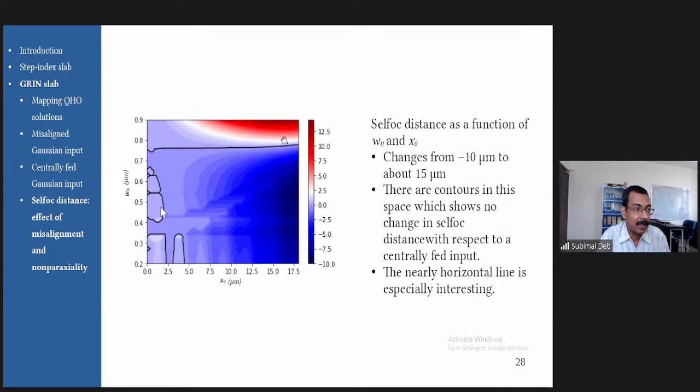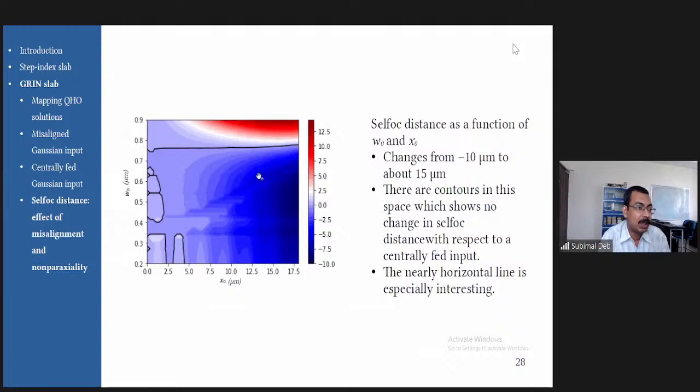And we find that there are regions where the self-focusing point goes ahead of the self-focusing point with respect to the perfectly centrally fed case. Those are the regions which are marked in red and slightly above this black curve. So you can see the color bar over here. So extreme misalignment and a high width of the input will correspond to the case where the self-imaging distance moves forward, a self-focusing point moves ahead.